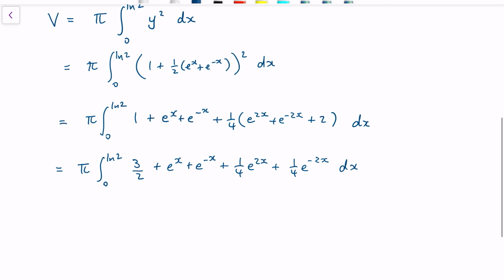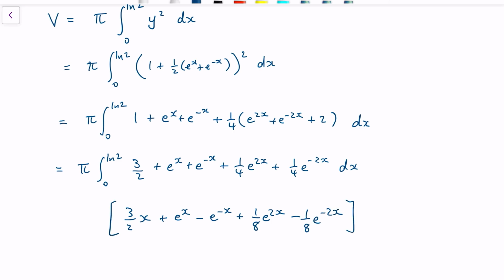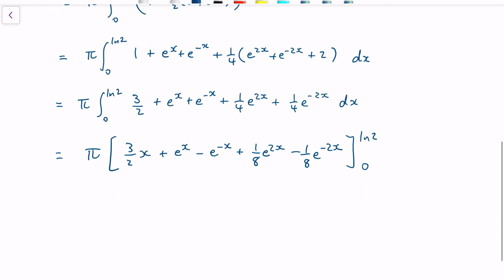Now we need to anti-diff that. Be careful when you're anti-diffing e to the minus x, it's e to the minus x divided by minus 1. And this one here is an eighth e to the 2x, this one's minus 1/8 e to the minus 2x, then evaluate between ln2 and 0. Okay, and then we can sub in all of that information.